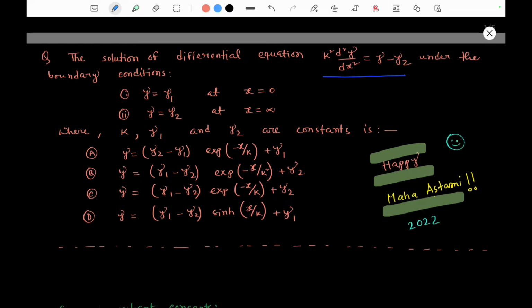The solution of the differential equation k squared d squared y by dx squared equals y minus y2, under the boundary condition y equals y1 at x equals 0, y equals y2 at x equals infinity, where k, y1 and y2 are constants. We need to find the right answer.